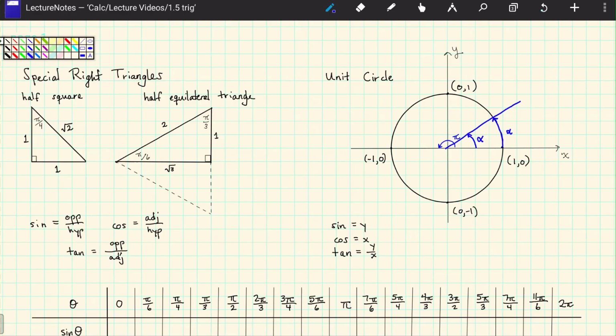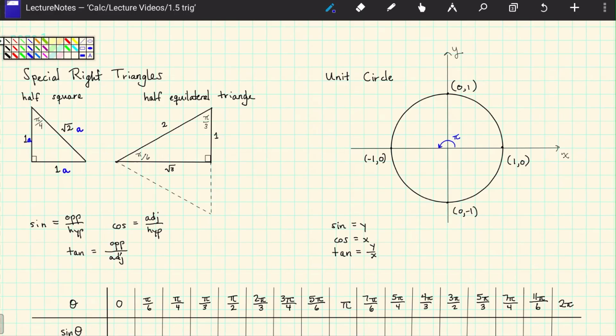Okay, and in order to get a good graph, we're going to keep in mind a couple of special right triangles. We have our half square triangle, and we have our half equilateral triangle here. And these are the angle measurements in there and also the side length proportions. So remember in the half square, for example, if we call each leg length A, then the hypotenuse would be square root of 2 times A.